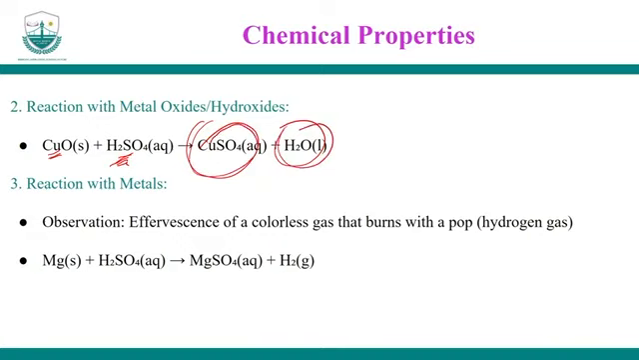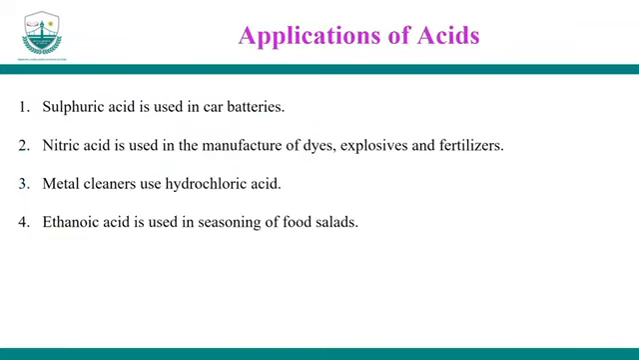Okay, and then you have the reaction with metals. You will often have a gas being emitted, a gas that burns with a pop sound, and that is basically hydrogen. So when you have an acid and add it to a metal, you will have a corresponding salt and then a colorless gas that burns with a pop sound, and that is hydrogen, right?